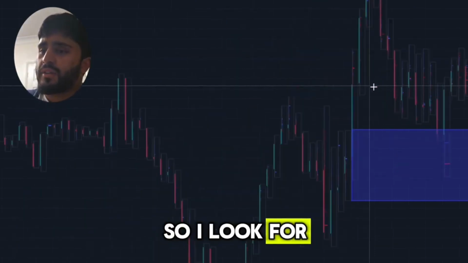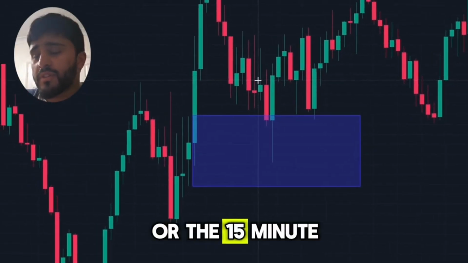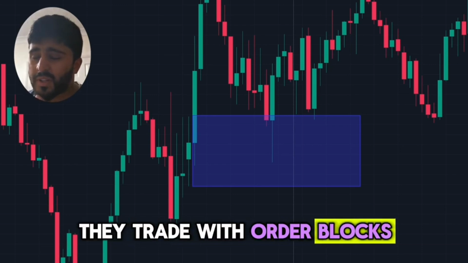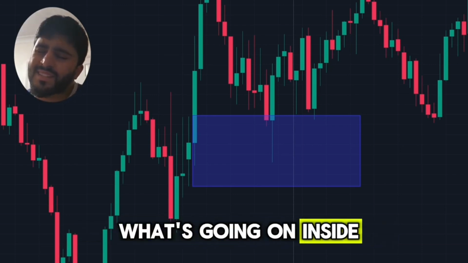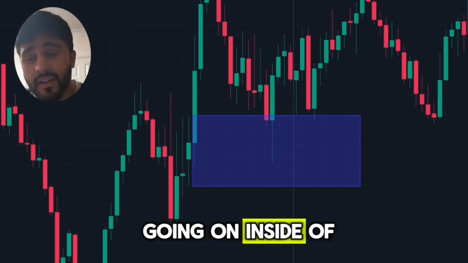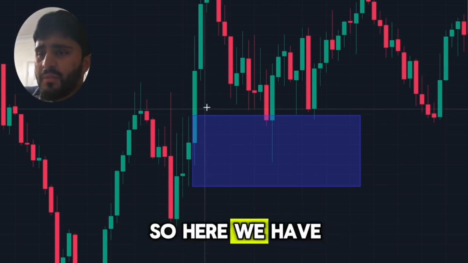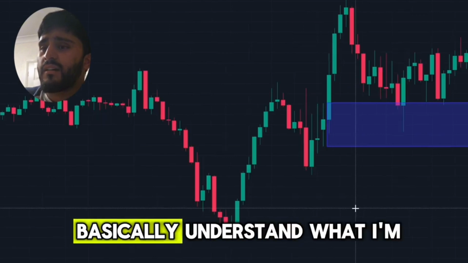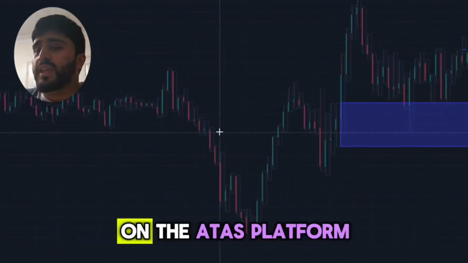So I look for a fair value gap on the 5-minute or the 15-minute time frame. A lot of traders trade with fair value gaps, they trade with order blocks, but they don't know what's going on inside of order blocks. They don't know what's going on inside of fair value gaps. So here we have a fair value gap, right? But before we go into that, I want traders to basically understand what I'm looking for on the ATAS platform.